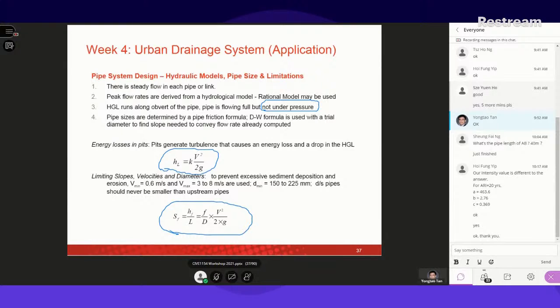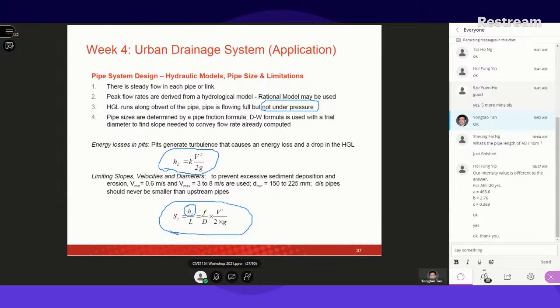Going back to the Darcy-Weisbach equation, HF normally is the head loss of the flow in the pipe. That's why we use the assumptions here. It means the HGL runs along the upward of the pipe, so the pipe is flowing full but not under pressure.